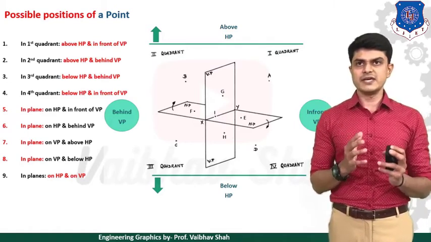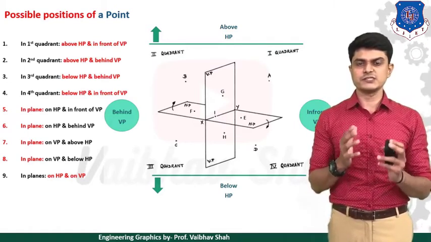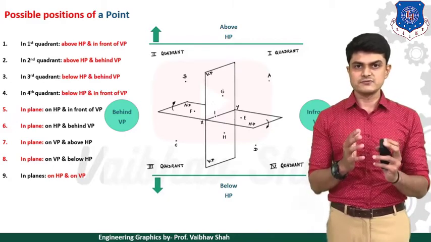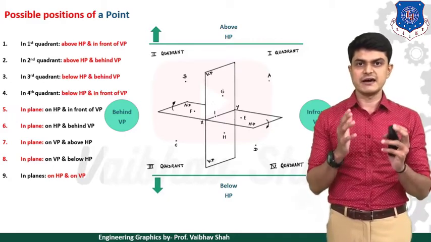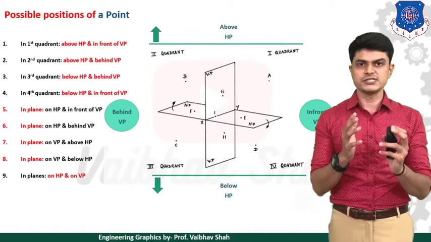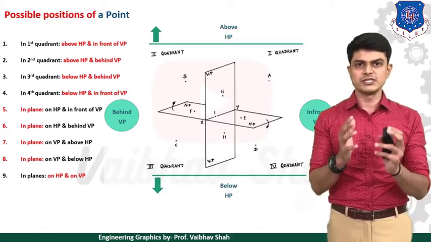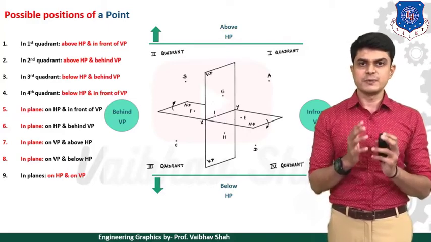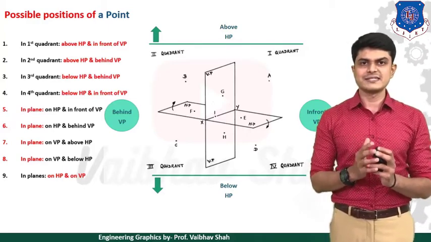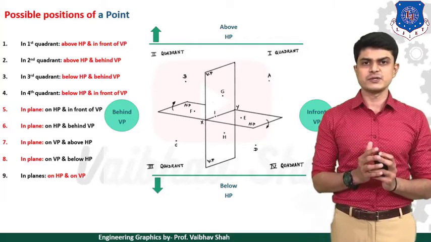So here we have possible positions of a point. In space, remember, we have a total of 9 possible positions of a point available. You can't have more than 9 positions of a point in a space. So before moving ahead, let us understand the quadrant system once again.